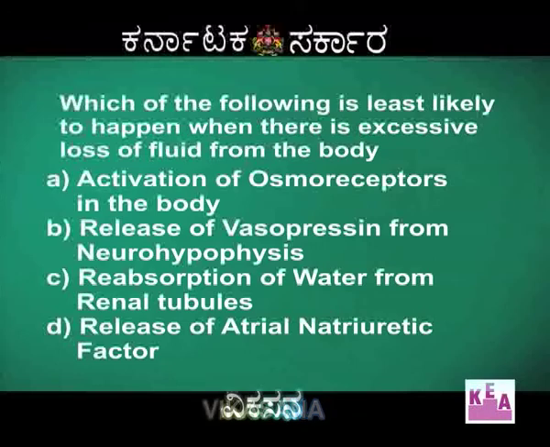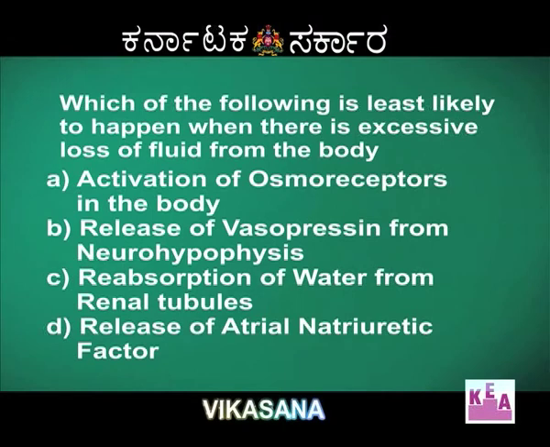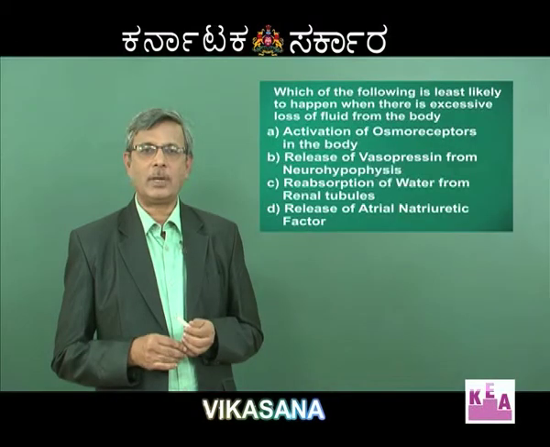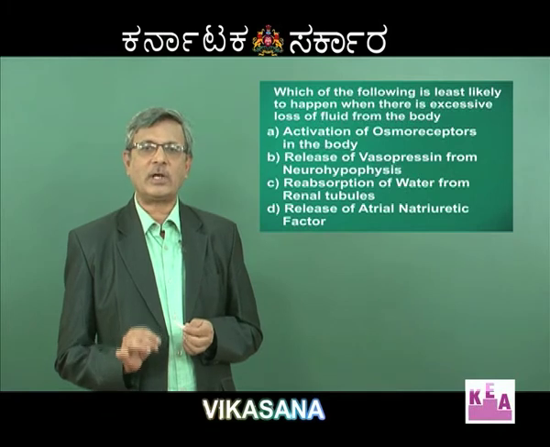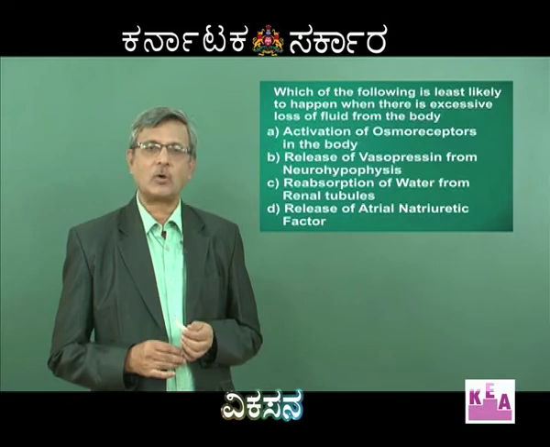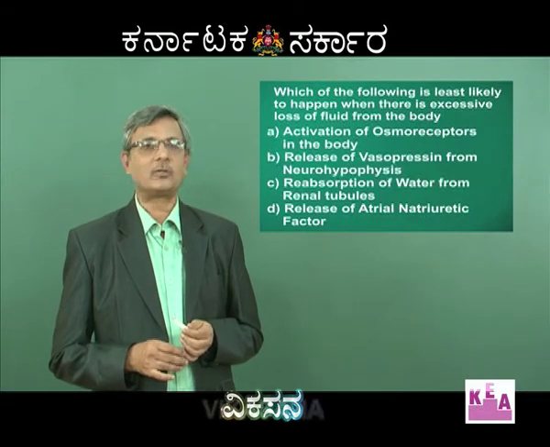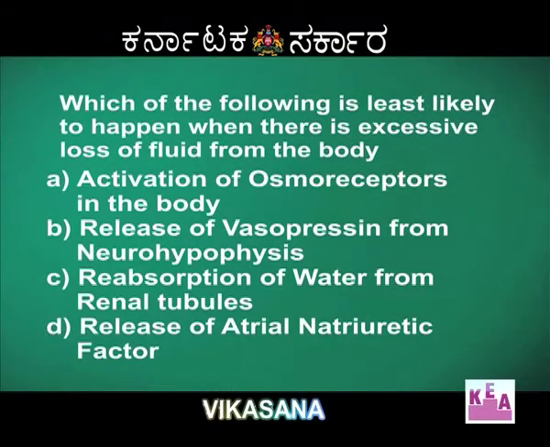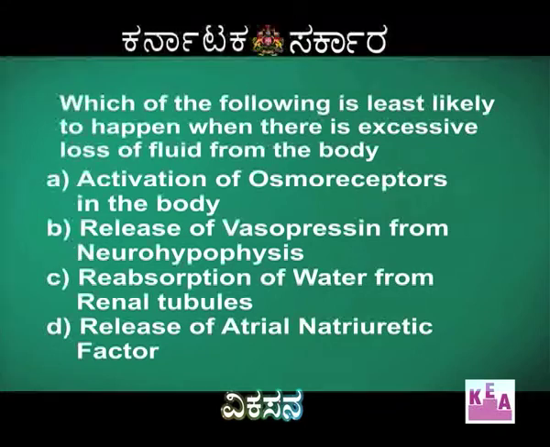Which of the following is least likely to happen when there is excessive loss of fluid from the body? Activation of osmoreceptors in the body. Remember, whenever there is going to be severe loss of fluid, it is osmoreceptors of the body which are going to be activated. So that is not an option. Release of vasopressin from neurohypophysis. I hope all of you know vasopressin is also called antidiuretic hormone.